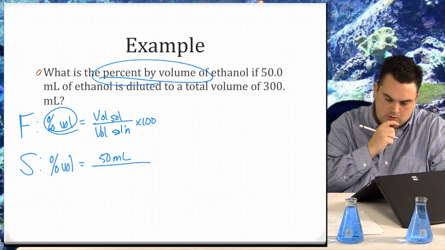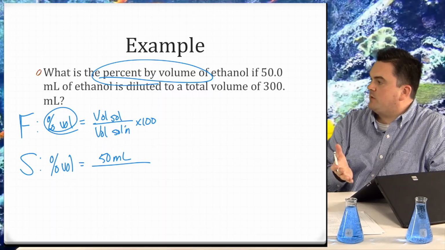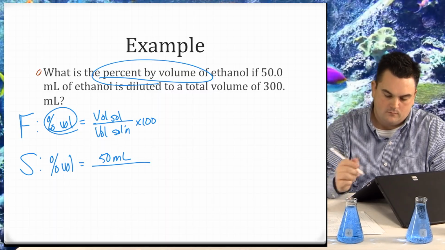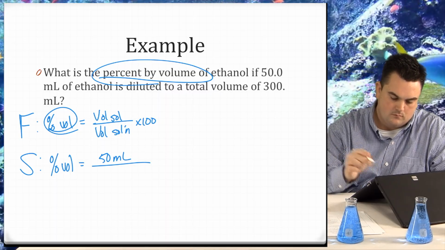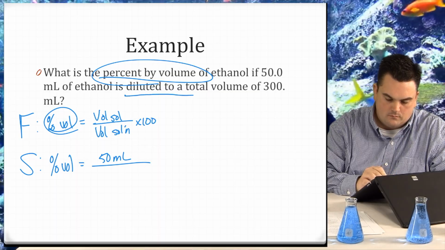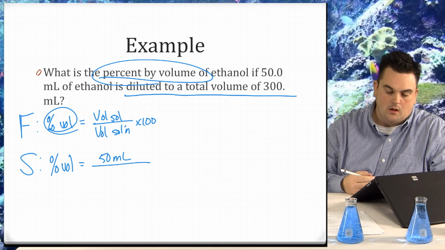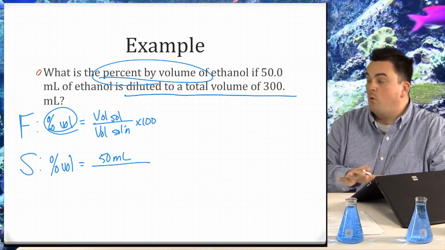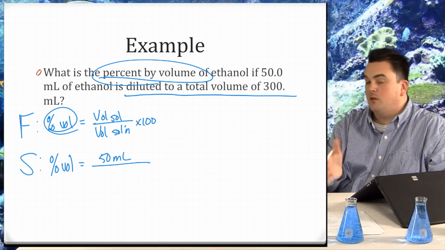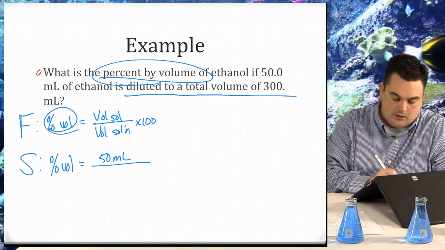Volume of solution. Am I adding these together like in the last problem? We have to be careful, because if you read carefully, it says the ethanol is diluted to a total volume of 300. So they're actually giving you the total volume right in the problem. Oh, okay. So if this said volume of water, then I'd add it. Exactly. This is telling me the total. Okay, so it's just 300. Good.